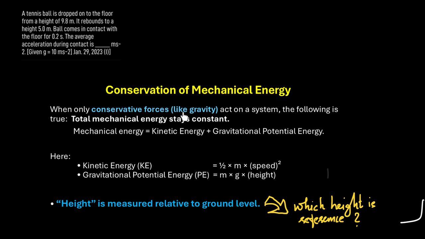When only conservative forces like gravity act on a system, your takeaway is gravity is a conservative force, and when only gravity is acting, you can make use of this concept, conservation of mechanical energy. The following is true. Total mechanical energy stays constant. What is mechanical energy? Sum of kinetic energy and gravitational potential energy, or in simple terms, potential energy. Which means half mv squared plus mgh will be constant throughout the motion.